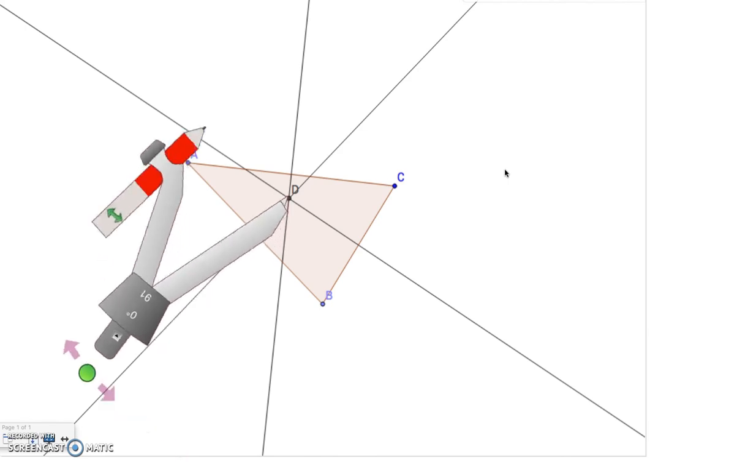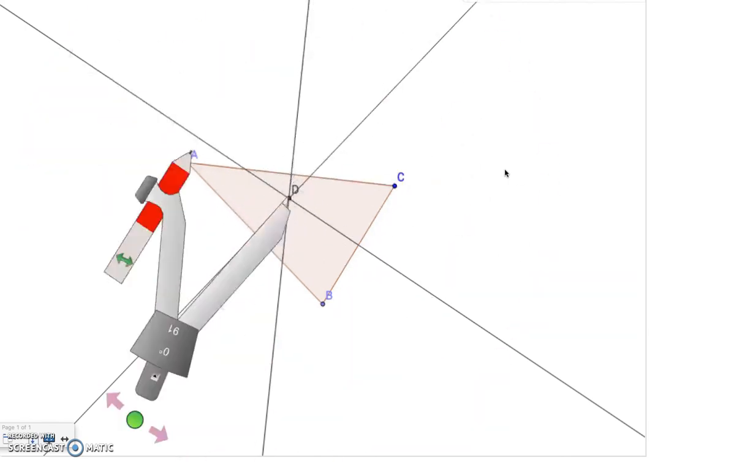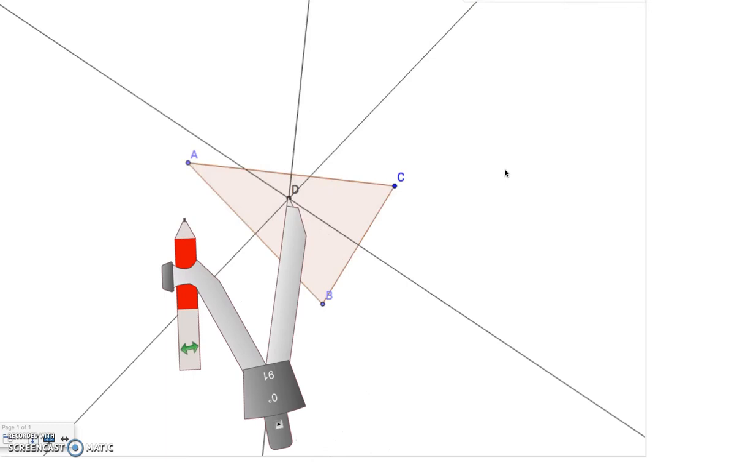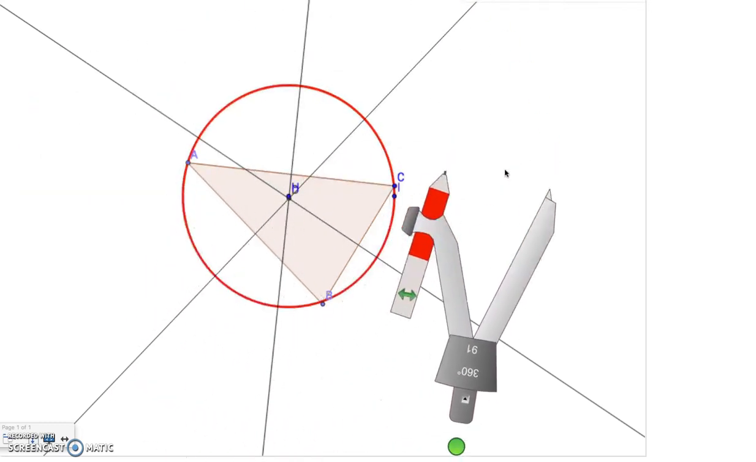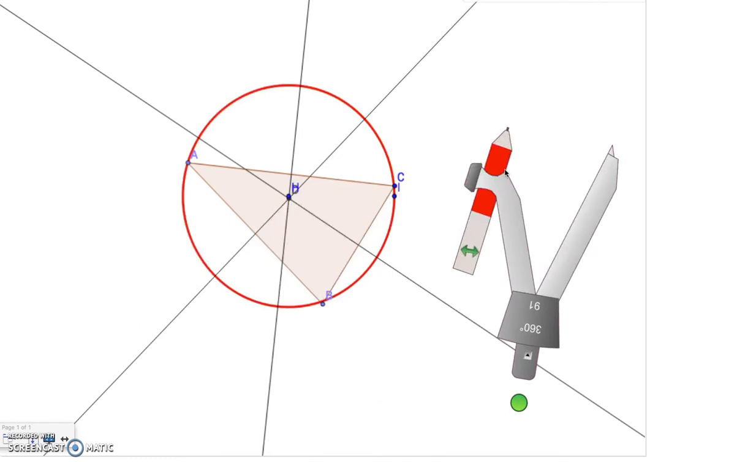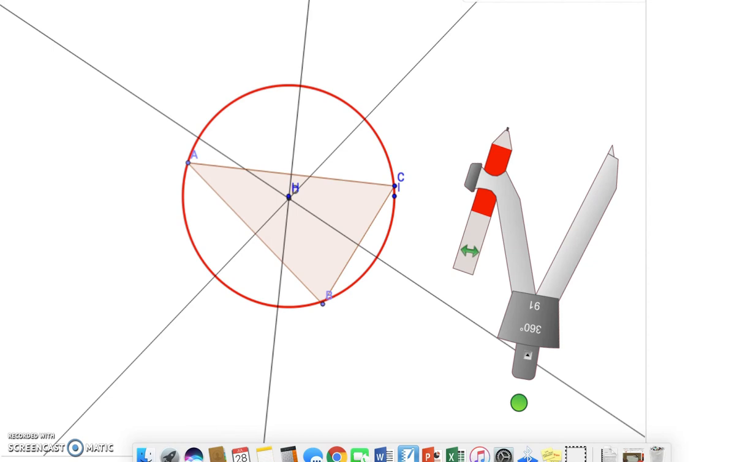So notice what shape I'm actually creating here. What shape am I creating? If I spin this around, right? I'm creating a circle. And that circle passes through A, C, and B. There, my point D is my circumcenter. So if you notice that all the vertices A, C, and B, they are equidistant. They are equidistant from the circumcenter.